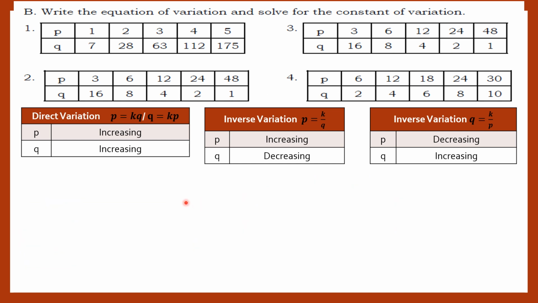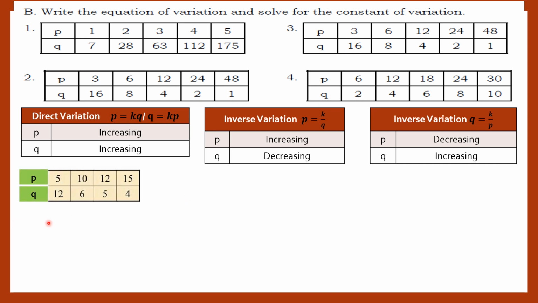Now, let's have another example of how you're going to answer this part of your activity. Suppose we have this new table of values. Now, as you can see in this particular example, P value is increasing while your Q value is decreasing. Now, since one value is increasing and the other one is decreasing, definitely it's an inverse variation. But since P is increasing and Q is decreasing, we are going to use this formula. P is equal to K over Q.